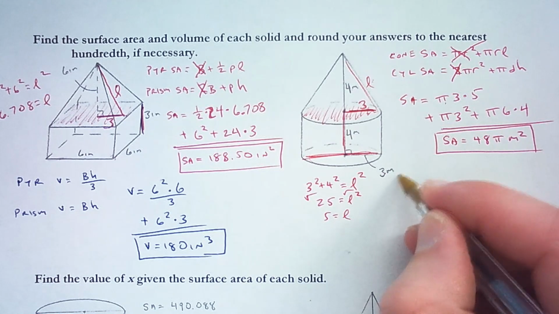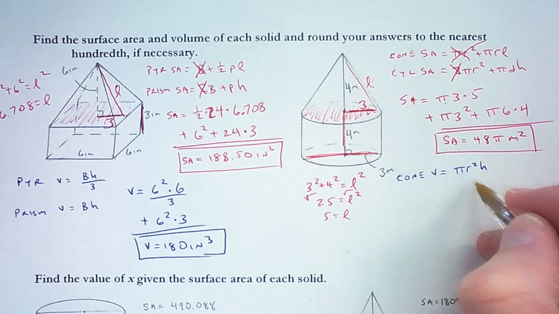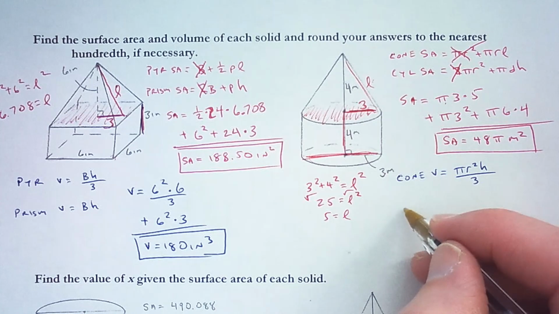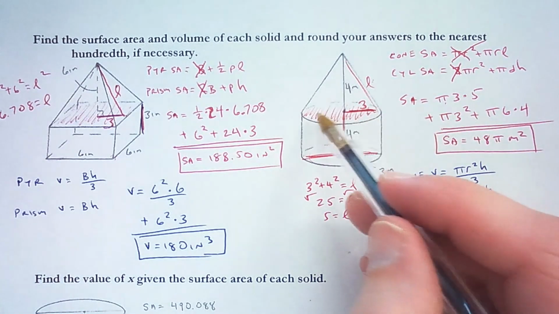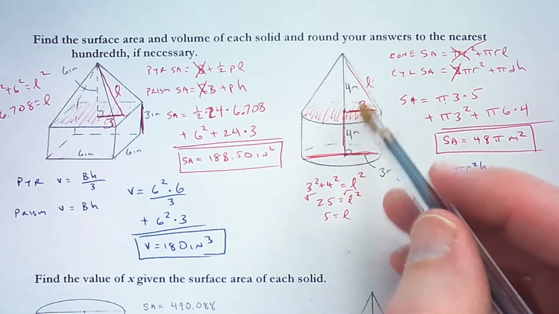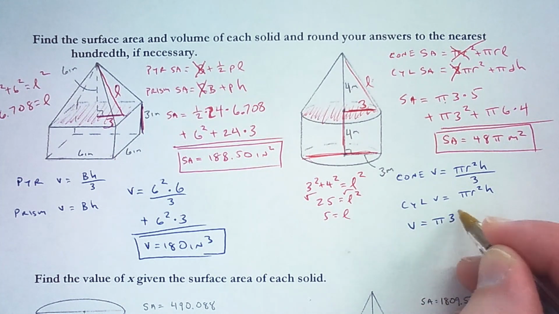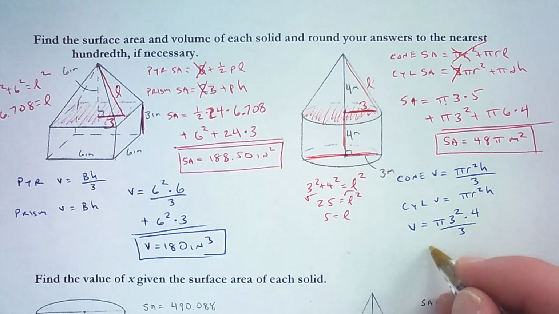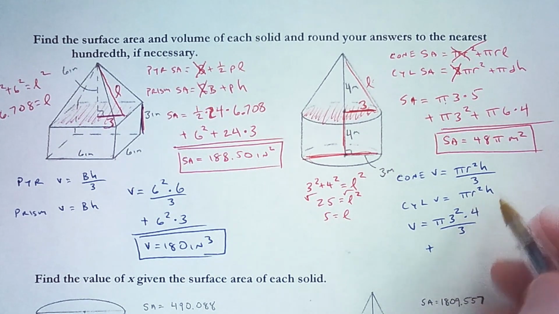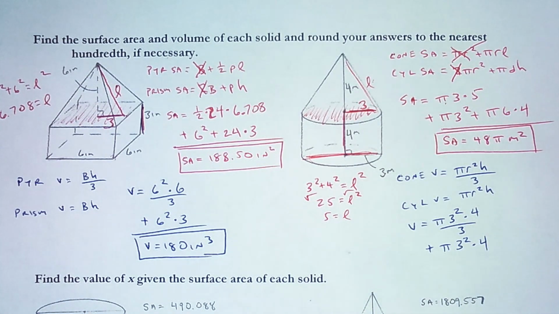Then the volume. For a cone, the volume is pi r squared h divided by 3, and for a cylinder, the volume is pi r squared h. And the fact that this base right here is not actually on the surface does not change the space inside, so we don't have to cross anything out on volume like we did up here. So the volume is pi 3 squared for the cone times h, the height, which is 4 divided by 3, plus the volume of the cylinder, pi r squared h, so that's pi 3 squared times, and then the height of the cylinder is 4.